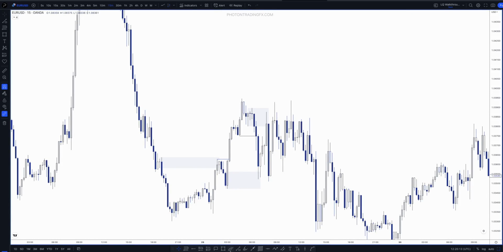So remember, what do we look for if it's a flip? We look for where did the reaction start for the pullback? Look left, what do we have? Do we have an unmitigated demand zone? Yes, we do. It's a valid zone, right? That broke structure to the upside. So when price comes back into this zone, it reacts.